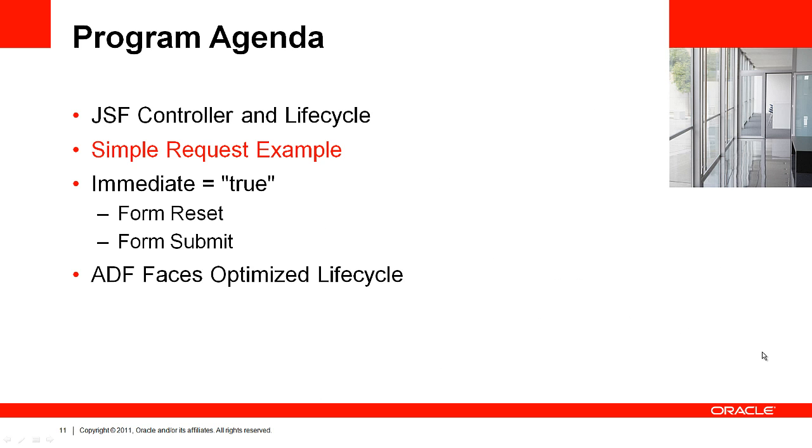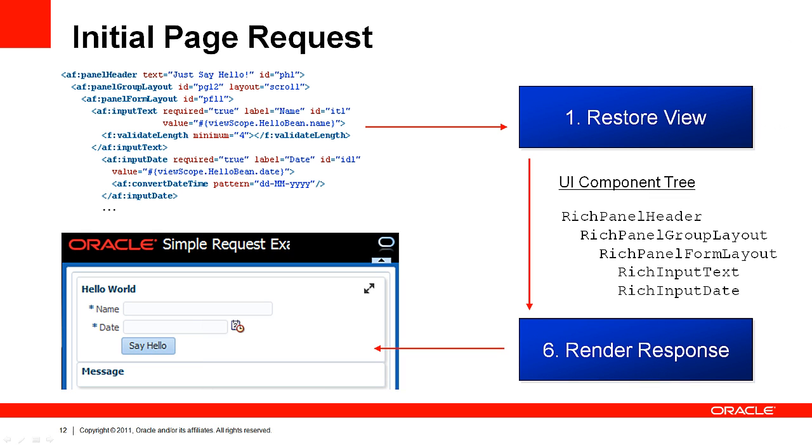So let's have a look at a simple request example. On an initial page request, for example, to request a view as we see here on the screen, that has an input field, a date field, and a command button to process, the first phase in the lifecycle that is requested is the restore view phase.